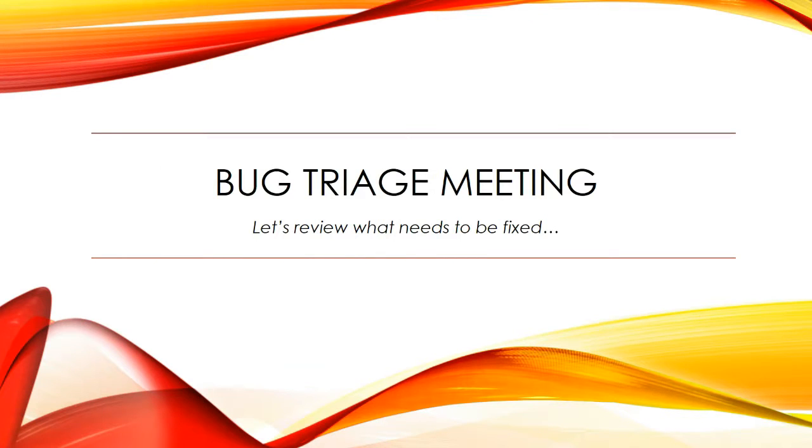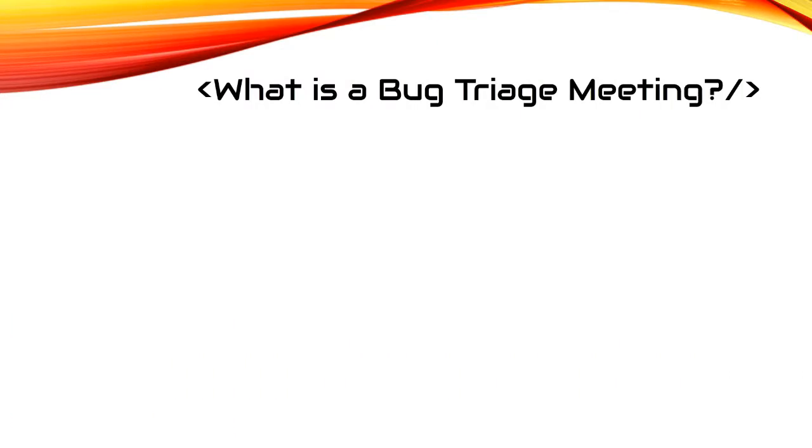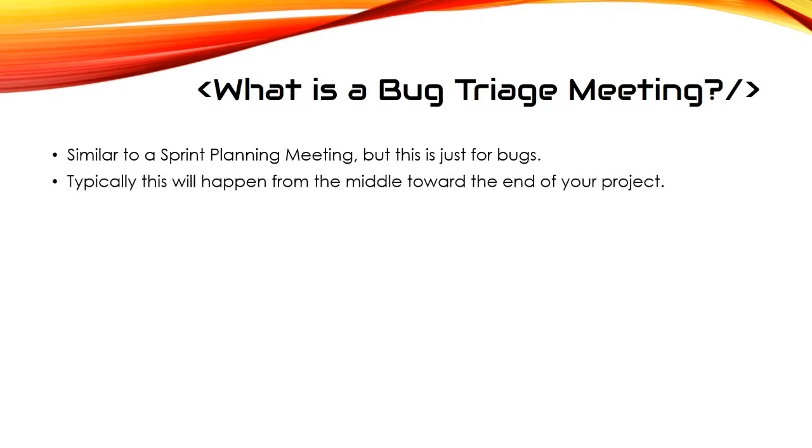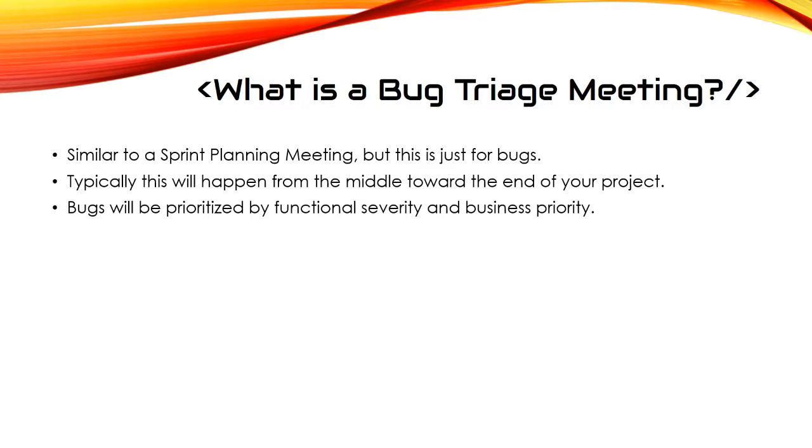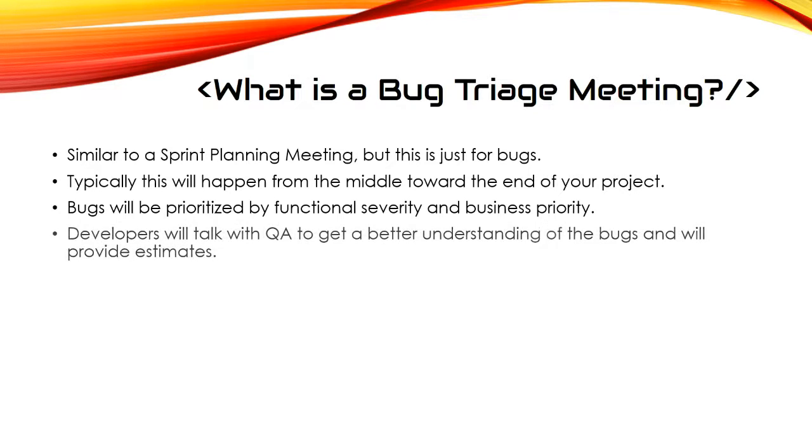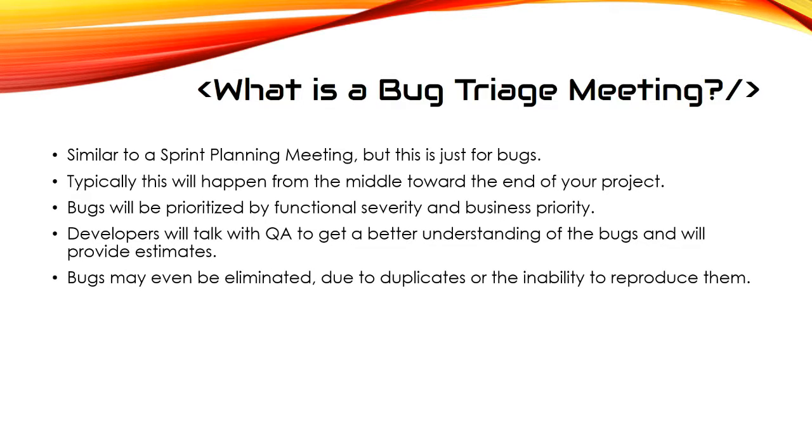Bug triage meeting. Let's review what needs to be fixed. What is a bug triage meeting? Similar to a sprint planning meeting, but this is just for bugs. Typically, this will happen from the middle toward the end of your project. Bugs will be prioritized by functional severity and by business priority. Developers will talk with QA to get a better understanding of the bugs and will provide estimates. Bugs may even be eliminated due to duplicates or the inability to reproduce them.